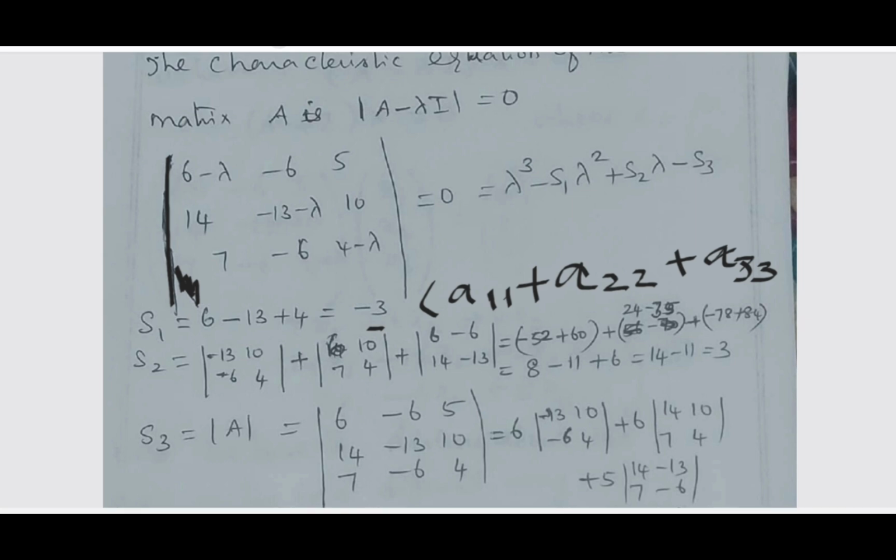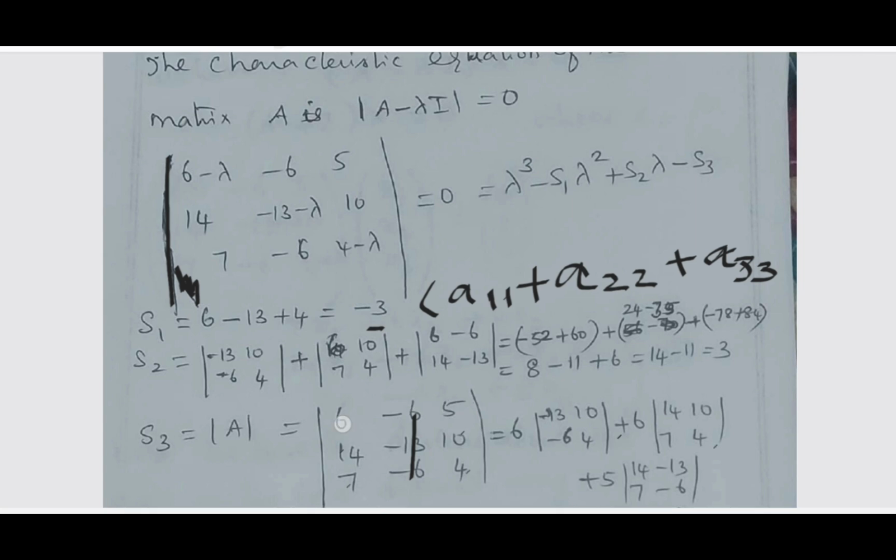So your S3 is the determinant value of A, which is equal to the determinant of [6, -6, 5; 14, -13, 10; 7, -6, 4]. It is equal to 6 into, and you know the determinant also, but anyhow once again I'll explain it for this problem. I delete the respective row and column and write the minor, minus 13, 10, minus 6 and 4. The next one is minus times the middle element: delete the respective row and column, minus of minus 6, it becomes plus 6, into 14, 10, 7 and 4, so I have written here.